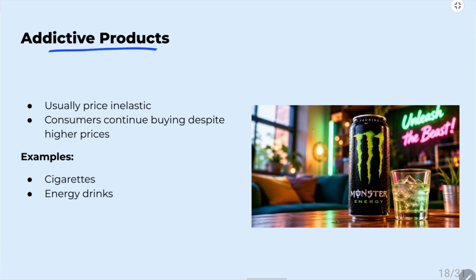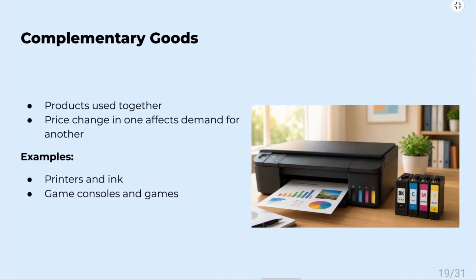Addictive products usually have price inelastic demand because consumers continue purchasing them even after price increases. For example, smokers may continue buying cigarettes even when governments increase taxes on tobacco products. Some consumers also continue buying energy drinks regularly despite rising prices. Because addicted consumers find it difficult to stop purchasing these products, demand remains relatively inelastic.